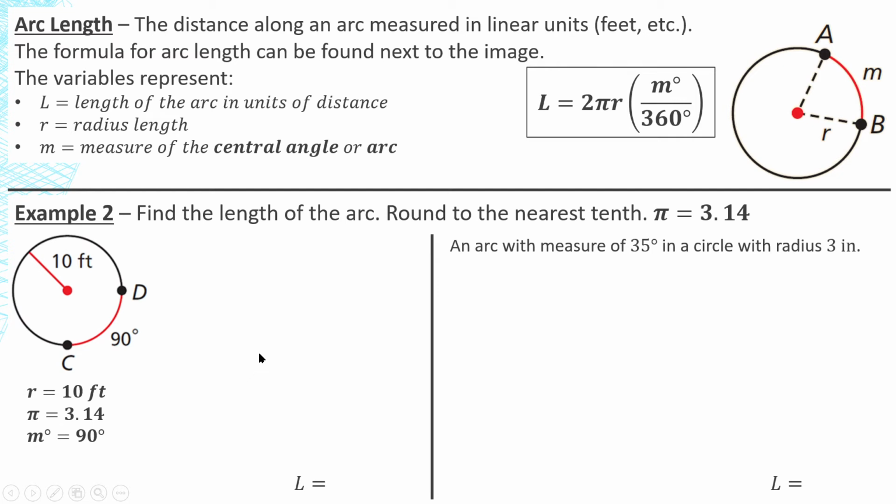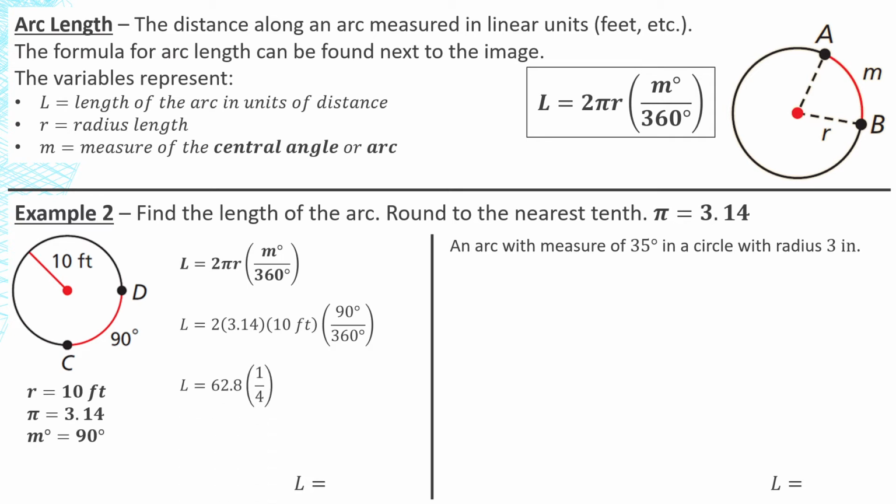Now we just substitute into our formula. Substituting into the formula, we get 2 times 3.14 times 10 times 90 over 360. So working that out, multiplying 2 times 3.14 times 10, we get 62.8. Let me see, got my calculator here.